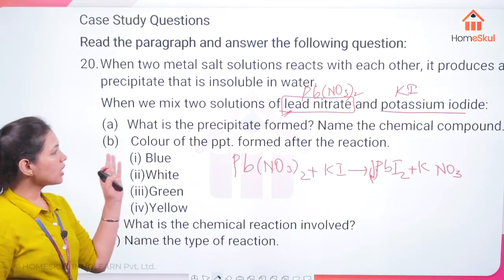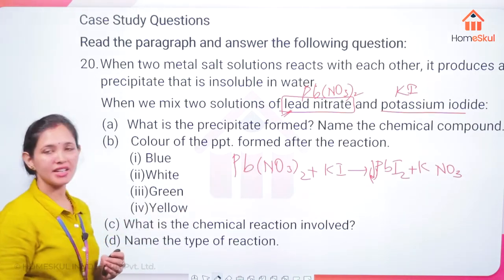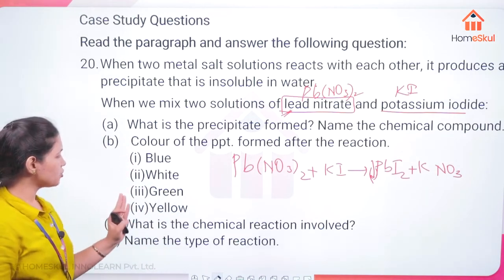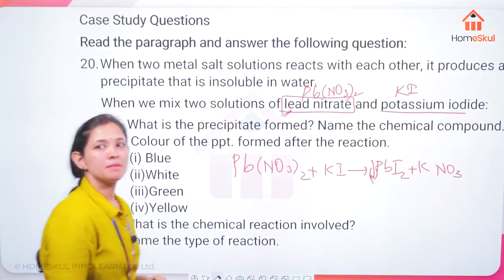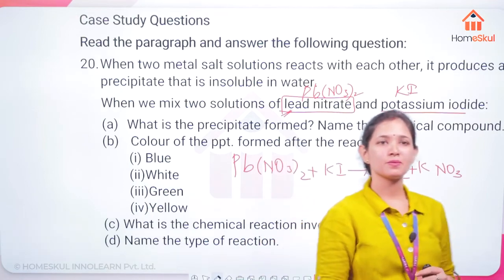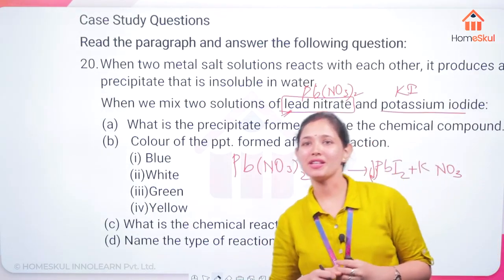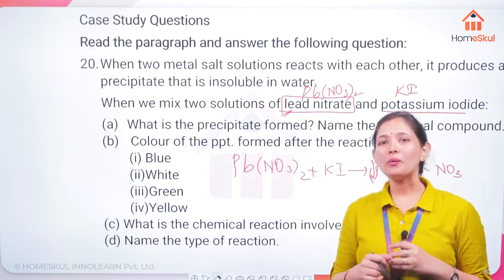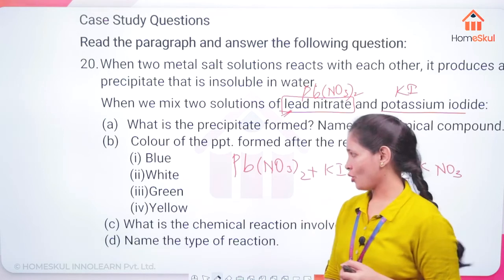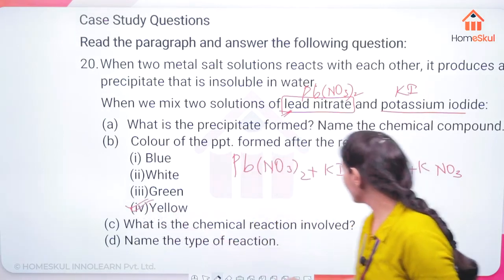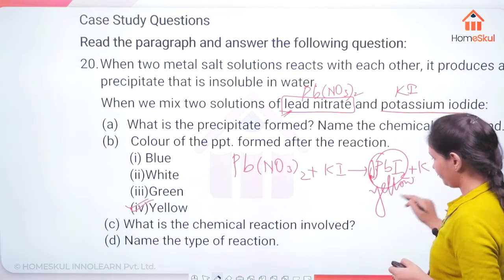Now, the color of the precipitate formed after the reaction. What is the color? Which is the correct option? White, blue, green, yellow. Yeah, it's yellow. Very good. You remember the color. This type of questions will come. So it's yellow in color. This PbI2 formed here is going to be yellow in color.